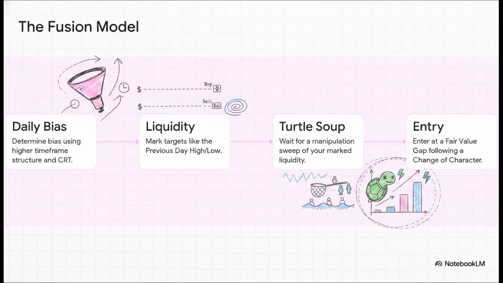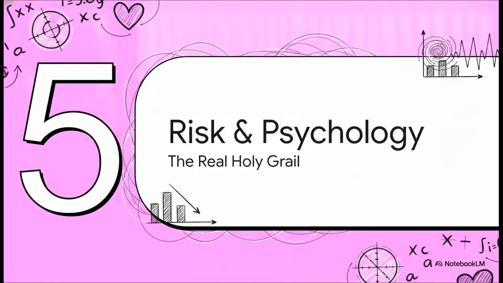And finally, step 4, once you see a change of character indicating that the trap is sprung, you enter your trade right at a fair value gap. This exact synthesis is presented as the ultimate edge in trading. Part 5. Risk, control, and psychology, the real holy grail.